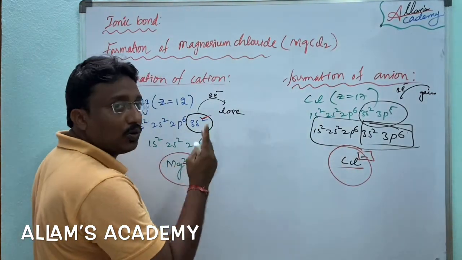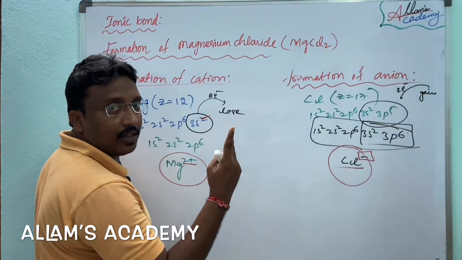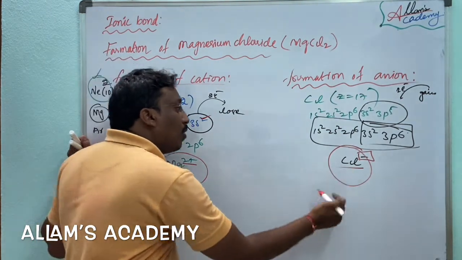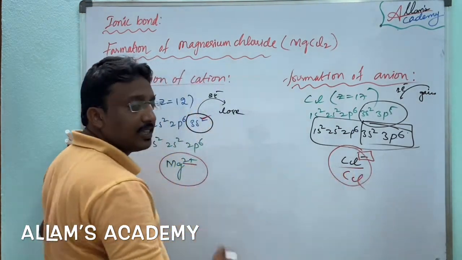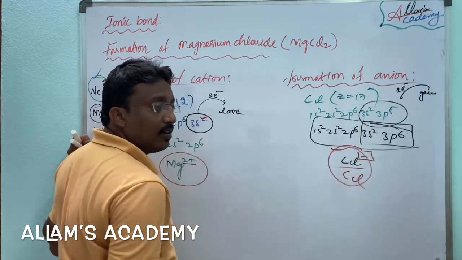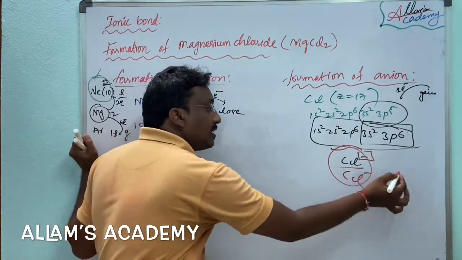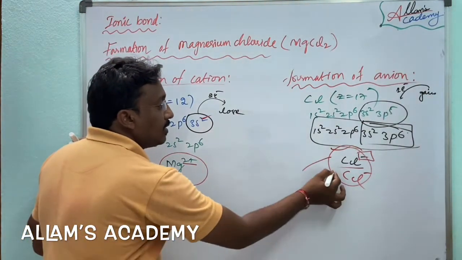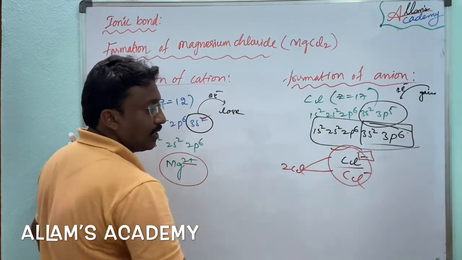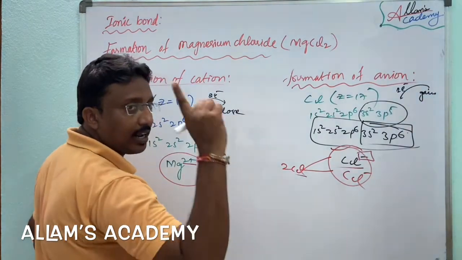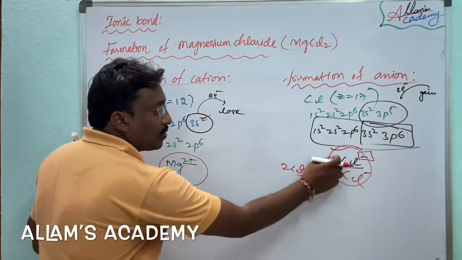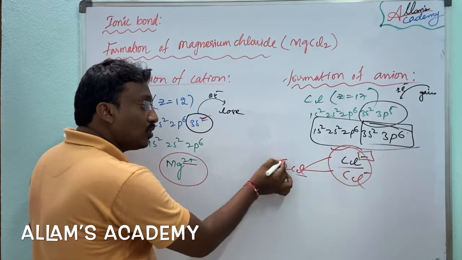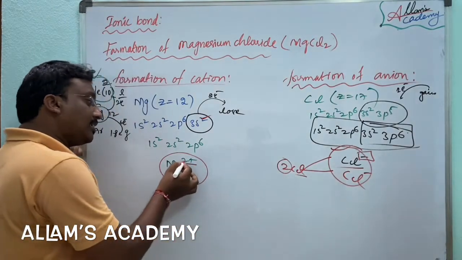Magnesium is ready to lose 2 electrons. That means one more chlorine can join with it. This chlorine also requires 1 electron and this one also requires 1 electron. That means it becomes 2 chlorines, and each chlorine requires 1 electron. Then 2 chlorines, how many electrons do they require? 2 electrons. Then how many electrons is magnesium ready to give? 2 electrons.